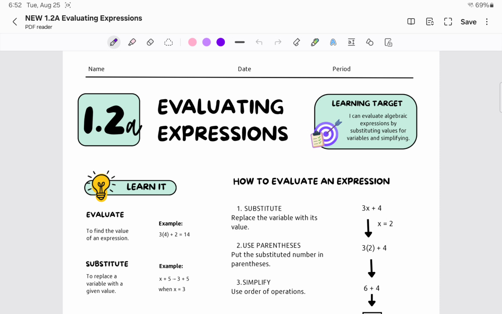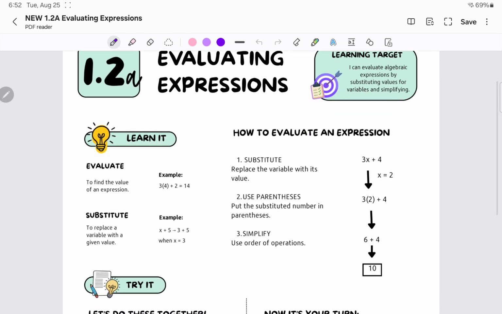All right, so let's look at the steps now. So how to evaluate an expression. First, we're going to substitute by replacing the variable with its value. So they're going to give us an expression, and then they're going to tell us what that letter means. We're going to replace the variable with that number. We're going to use parentheses. We're going to put that substituted number in parentheses. So instead of it saying, for example, in this one, instead of 32, the 3 and the 2 next to each other is not 32. It's 3 times 2. So we have to use parentheses. And then we simplify. We use order of operations, and we're going to find our final answer.